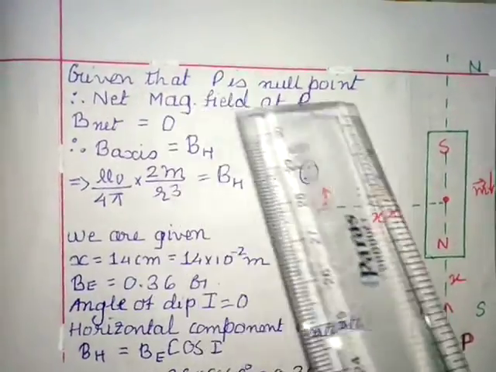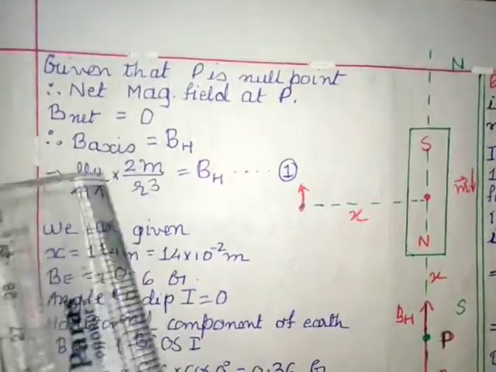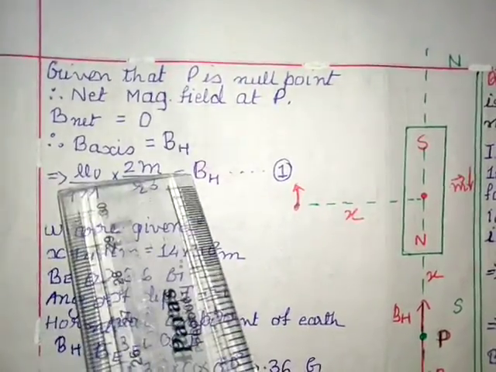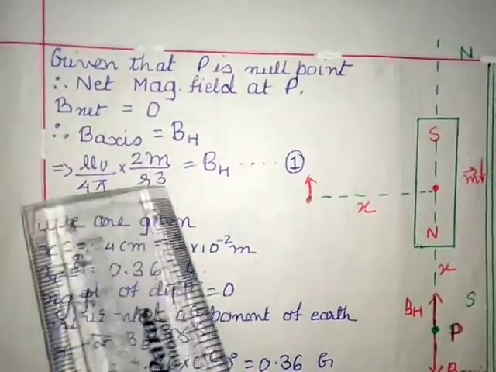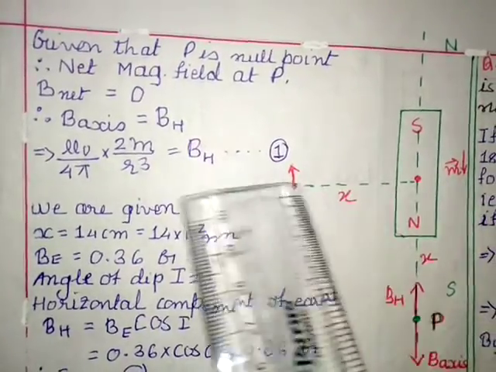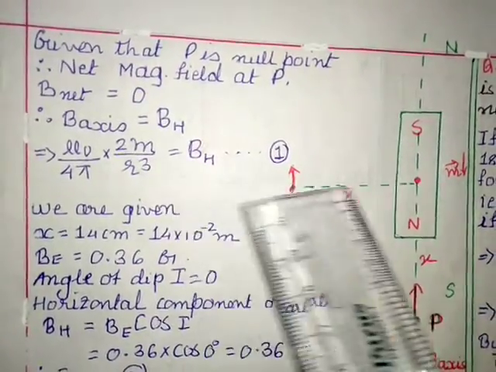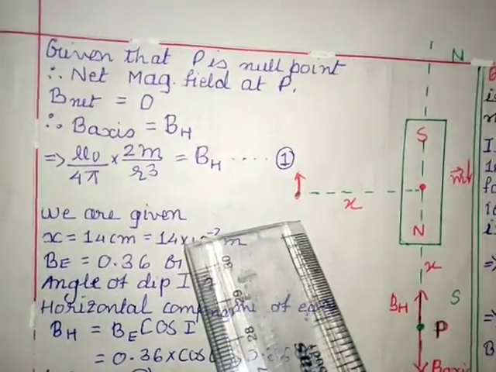Given that P is a null point, therefore the net magnetic field at P is 0, that is B axis equal to BH. And the B axis formula we know, mu naught by 4 pi into 2M divided by r cube equal to BH. Call it number 1. Now we have to find on this plane. Okay, this is the equatorial line. On this we have to find the net magnetic field.